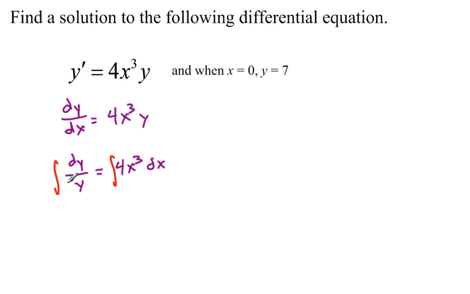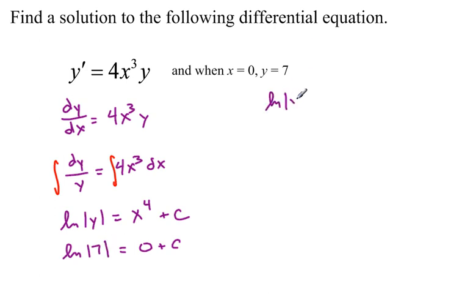And the antiderivative of dy over y is natural log of the absolute value of y, and that is going to equal x to the 4th plus c. I always like to figure out c right away, so we're going to go ahead and put in x equals 0. So let's see, 0 to the 4th is 0, and over here I have the natural log of 7. So now I'm going to rewrite. I've got the natural log of y equals x to the 4th plus 7. And when I solve for y, remember the inverse of natural log is taking something to the power of e.